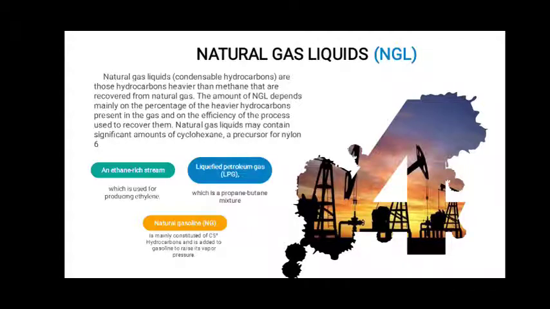Natural gas liquid may contain a significant amount of cyclohexane, a precursor for nylon 6. Natural gas liquids or NGL are separated into three: an ethane-rich stream, which is used for producing ethylene; liquefied petroleum gas or LPG, which is a propane-butane mixture; and natural gasoline or NG, which is mainly constituted of C5 plus hydrocarbon and is added to gasoline to raise its vapor pressure.